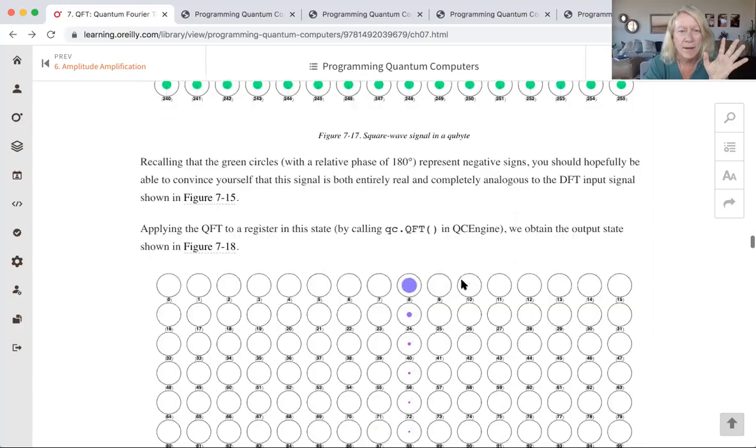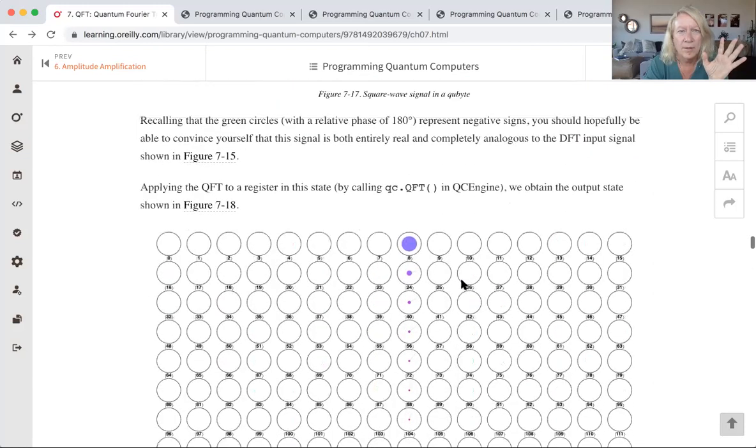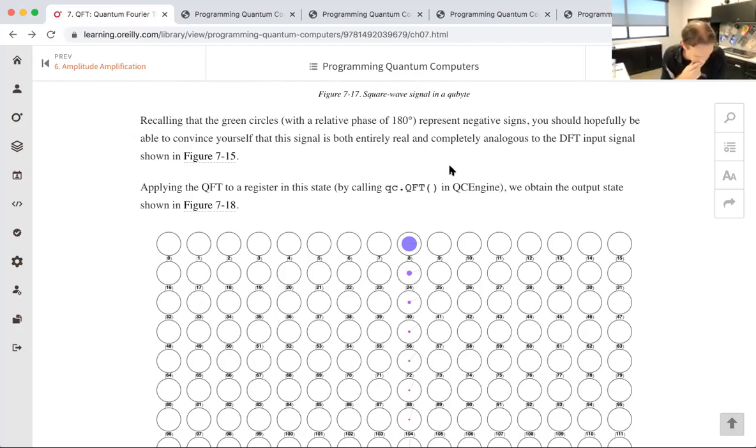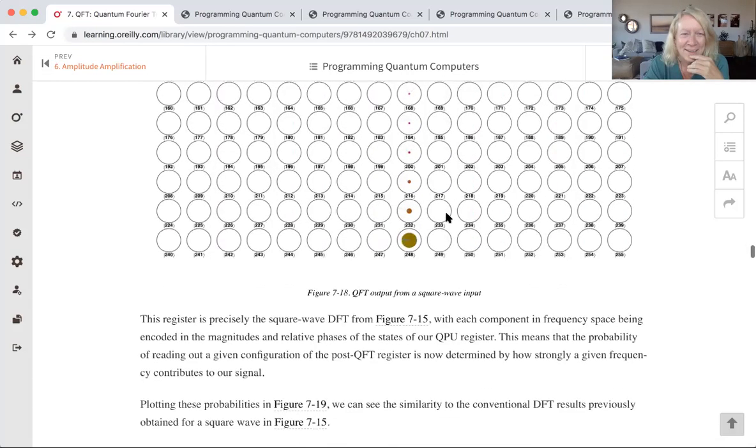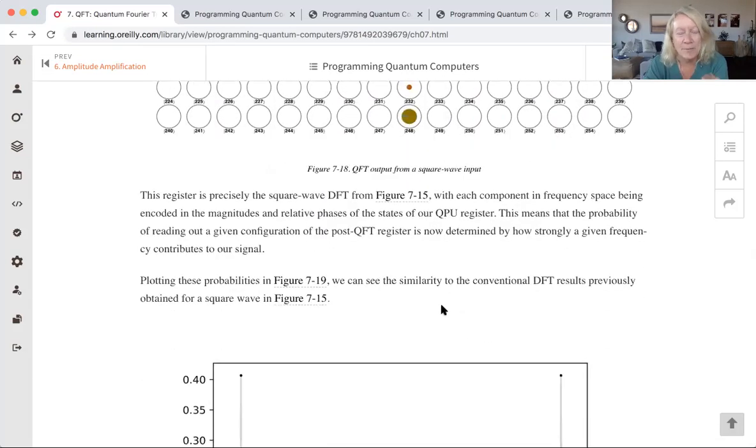Okay, so now, all right. Recalling that the green circles represent negative, you should hopefully be able to convince yourself that the signal is both entirely real and completely analogous to DFT. So, okay, I'm a hopeful person. I have convinced myself.